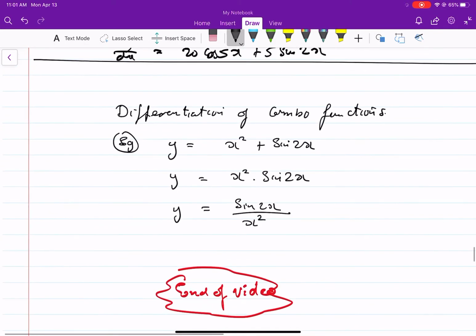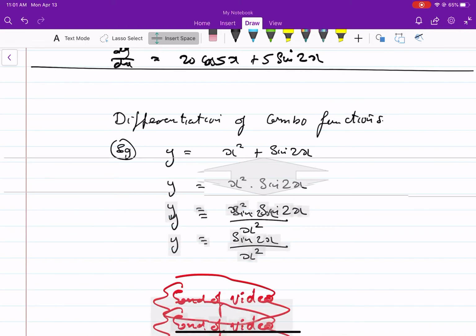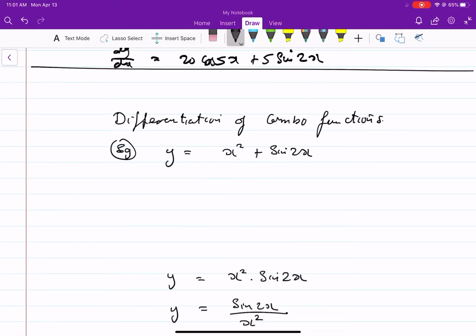Other examples. Combinations. Notice I have combinations of functions. Let's run them one at a time. This one is made up of a polynomial and a trig function. Not a problem. Differentiation distributes over addition and subtraction. So you could treat each one separately. dy dx, differentiating the polynomial, everybody's an expert at that by now. That's just the 2x. And differentiate sine 2x, that's in the form sine of f of x.